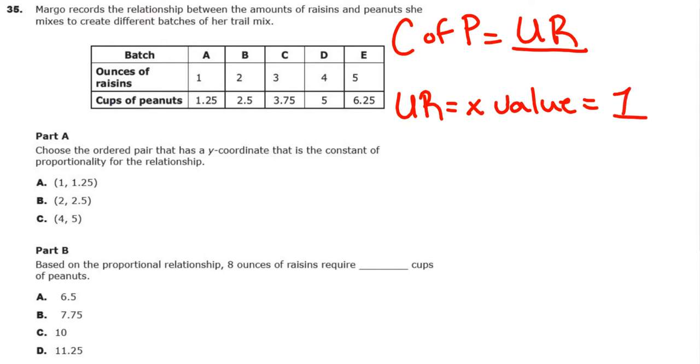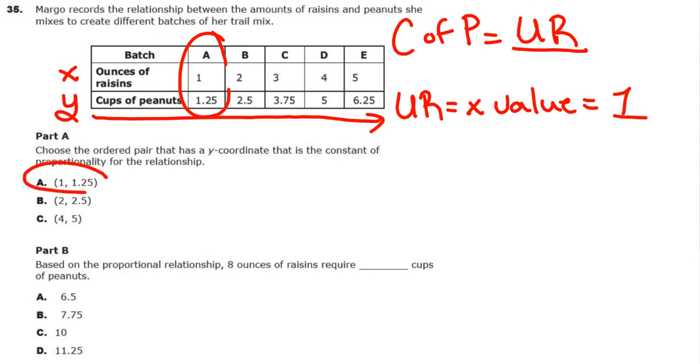equal to 1. So because we know the x value has to equal 1, we just need to figure out which one of these is x and y. Now, if you remember, in a horizontal table, the top value is x, the bottom value is y. So that means the only batch that could be the constant of proportionality is A. So that means A is our answer, 1 and 1 and 25/100.